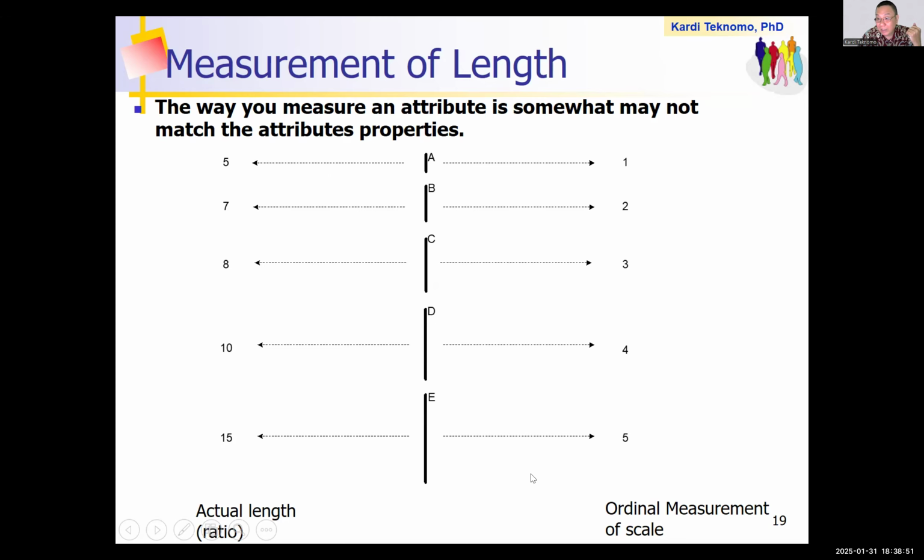And then if you put it into ordinal, you will have 1, 2, 3, 4, 5. So you will lose information. From the ratio data type to ordinal, you can put it down, but you cannot put it up. For example, you already know this is 4 in the ordinal scale. What is the actual measurement in meters? You don't know.